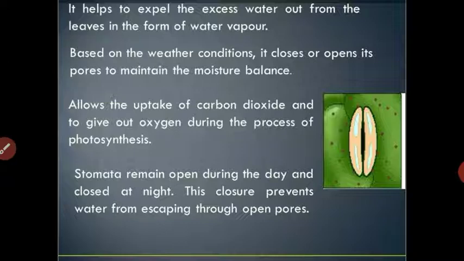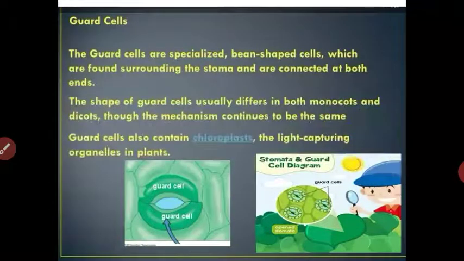Got it? In the desert area there is a dry atmosphere. With the help of stomata the plant can throw out excess water, so fewer stomata are present, and most of the time the stomata are closed to save water for the plant. Stomata remain open during the daytime and close at night, and closed stomata prevent water loss in the plant.